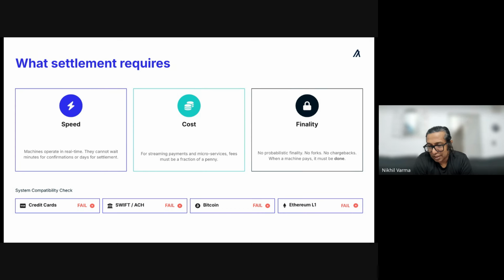Now over here I've put in some items with the compatibility check. If you look at credit cards, there is a cost factor which fails. If you have Swift, there is a cost factor. With Bitcoin, there is a cost factor and speed factor. With Ethereum, there is a speed factor and a finality factor. So each one of these that you see over here is actually having some problem or the other. But again, let's go to the next slide, please.